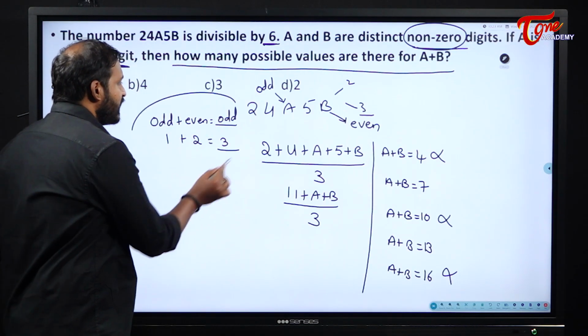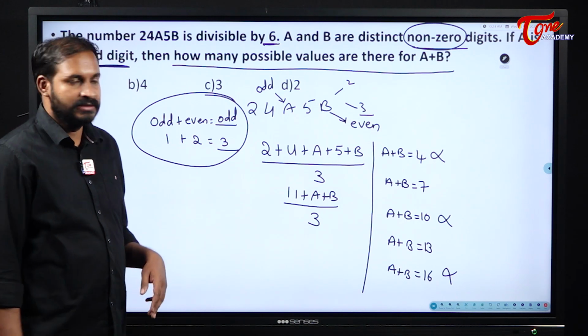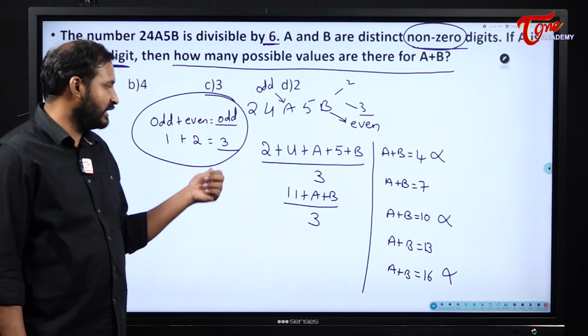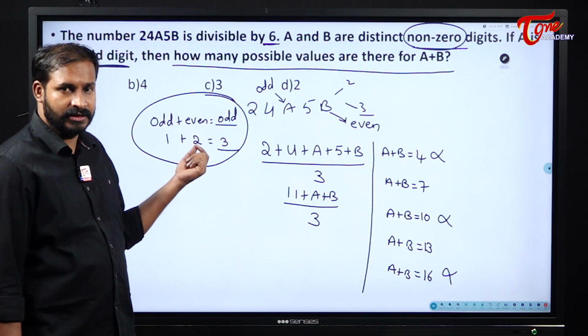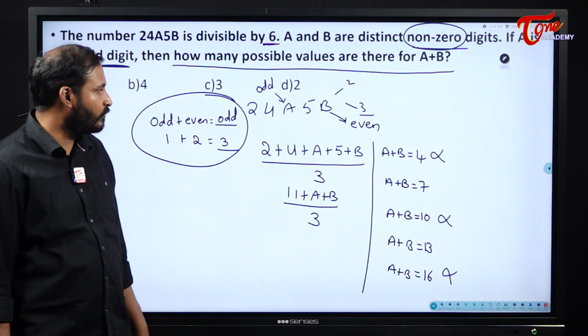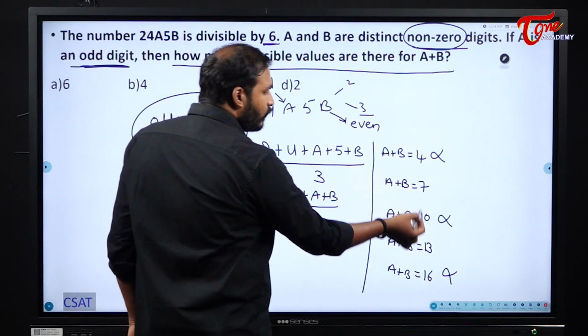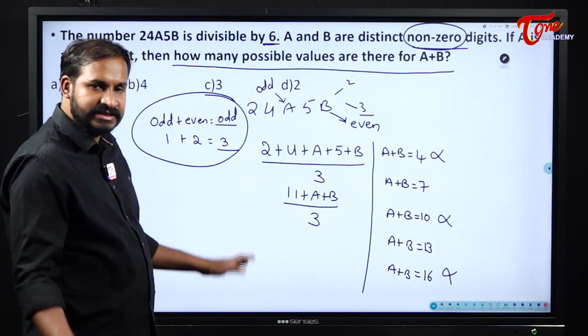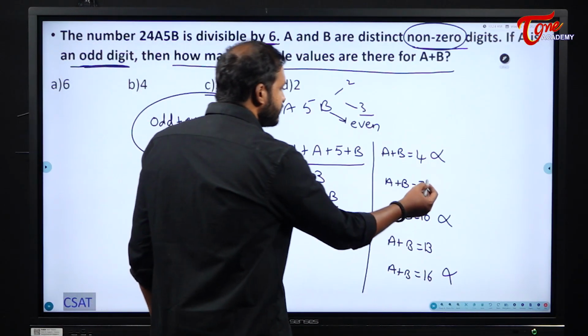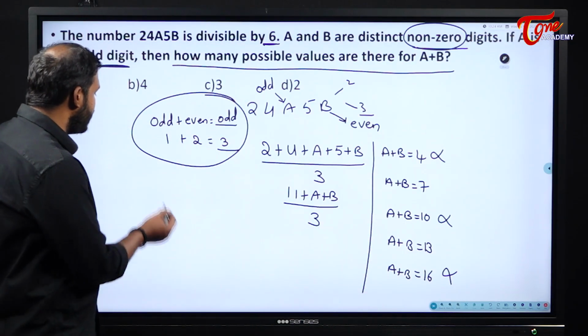In our previous classes we discussed this, students. Please go through those videos so that you get a clear idea. And if not, no problem, a general case only. Odd plus even, what should my output be? Odd. Because of that reason, the chances of 4, 10 and 16 are gone. We cannot take their sum as 4, 10 or 16. Now we have only two chances. I should take A plus B as 7 or A plus B as 13.